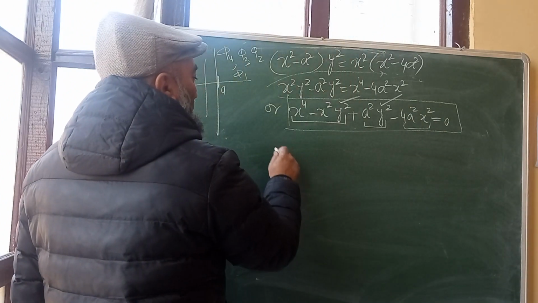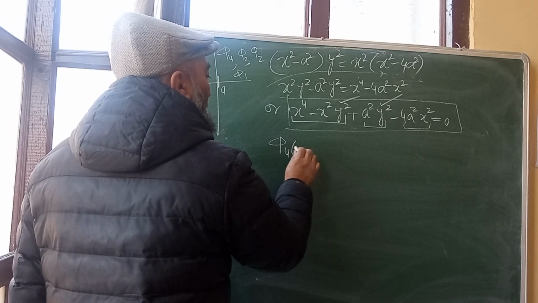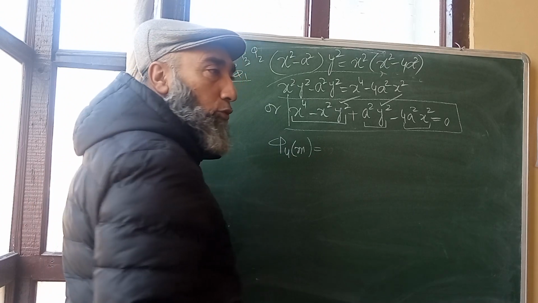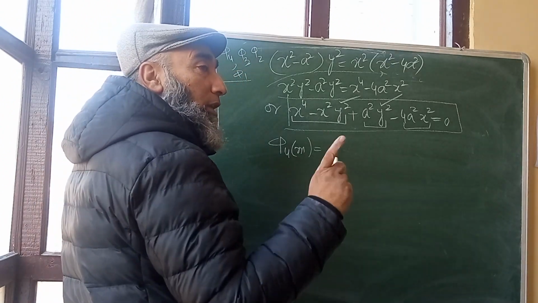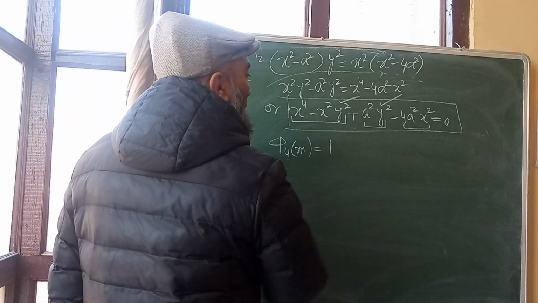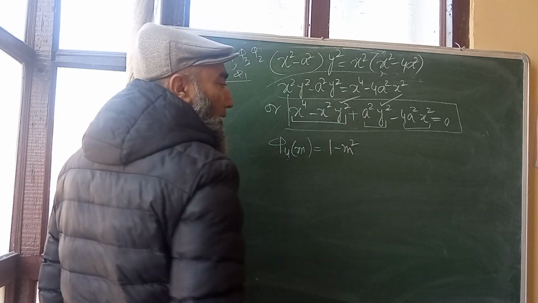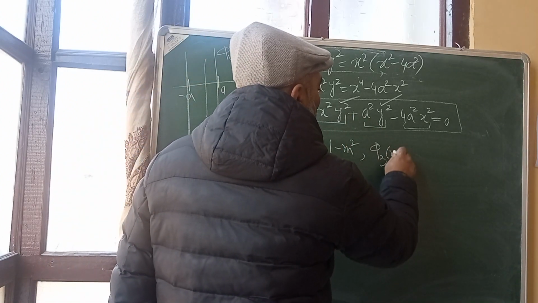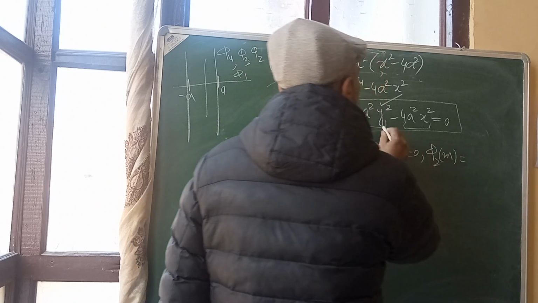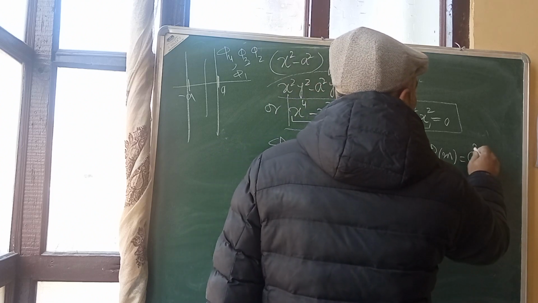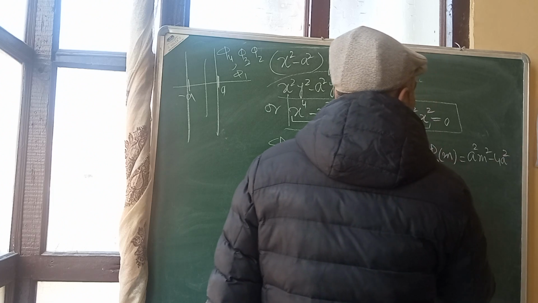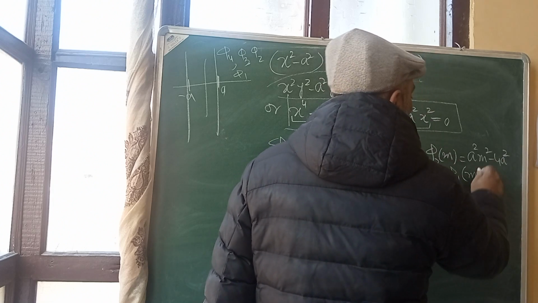Now, phi 4m. You have to take those terms whose degree is 4 and put x equal to 1 and y equal to m. This is 1, minus m square. Phi 3m, there is no such term, so it is 0. Phi 2m is minus a square m square minus 4a square. There is no first-degree term, so phi 1m is 0.